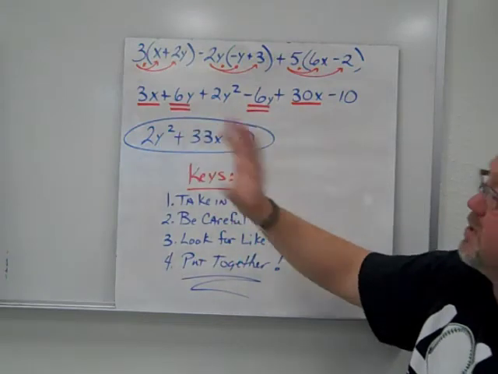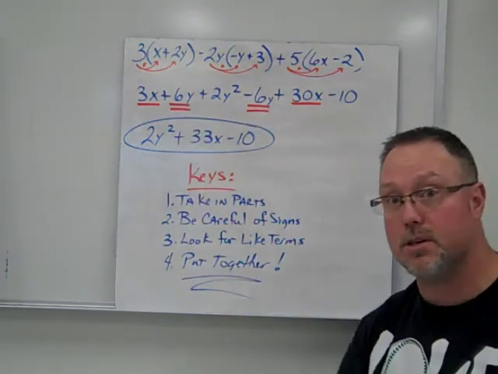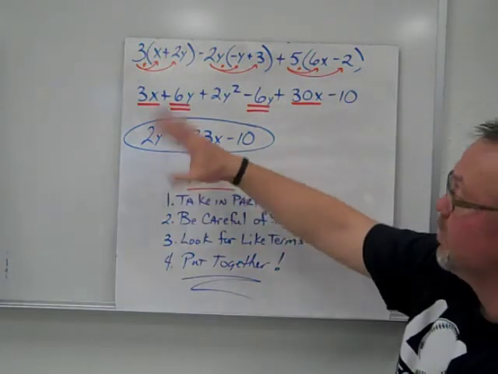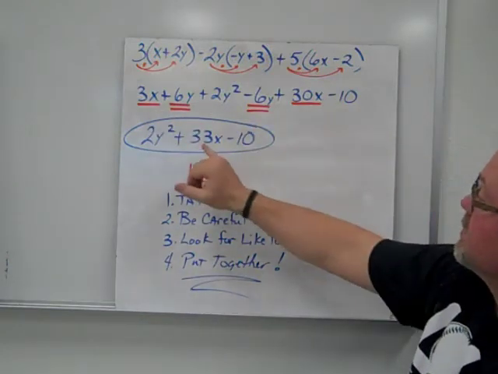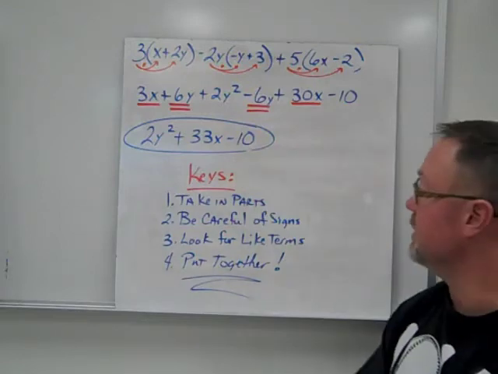Positive 6, negative 6, 0. Anything times 0 is 0. Don't need it. X and x. Right here, my constant is here.